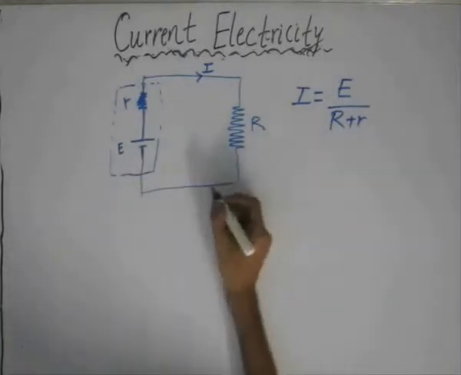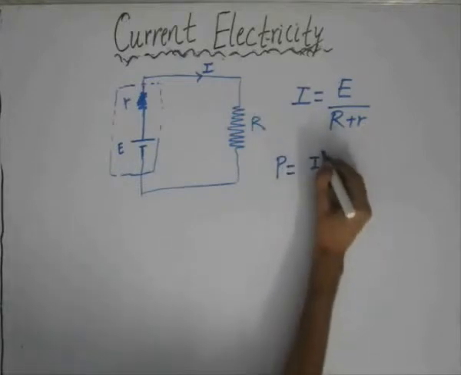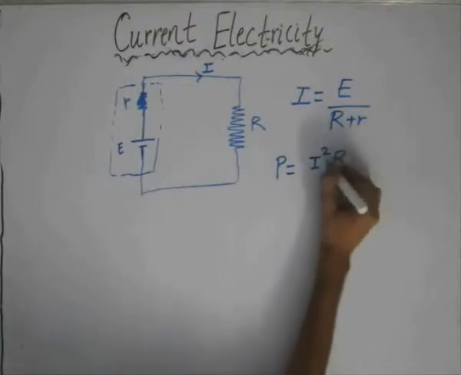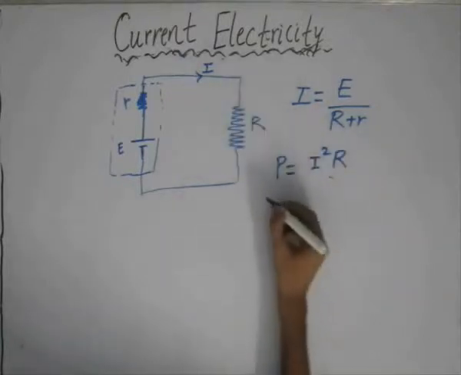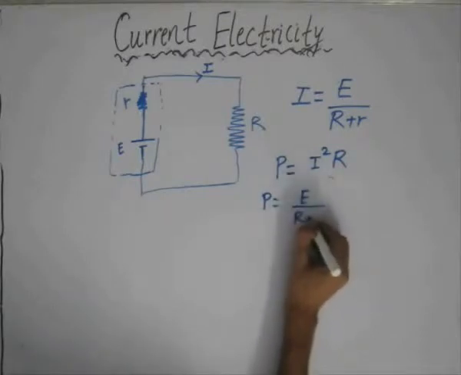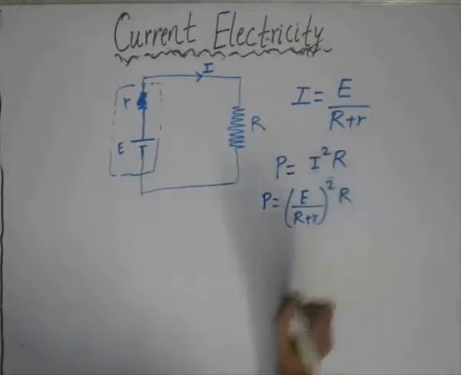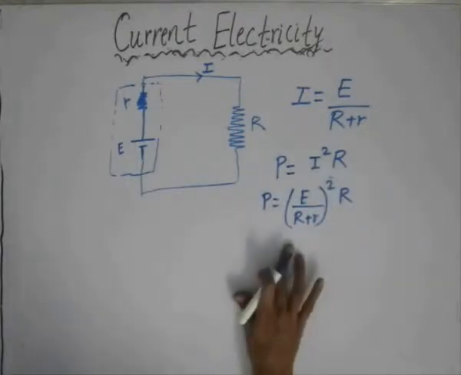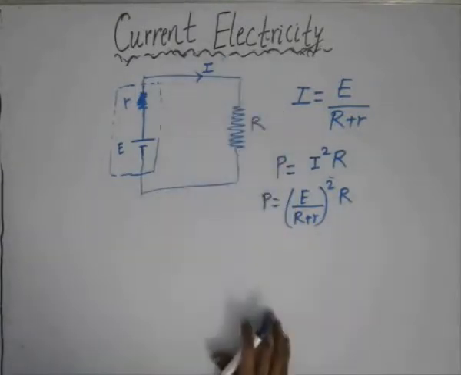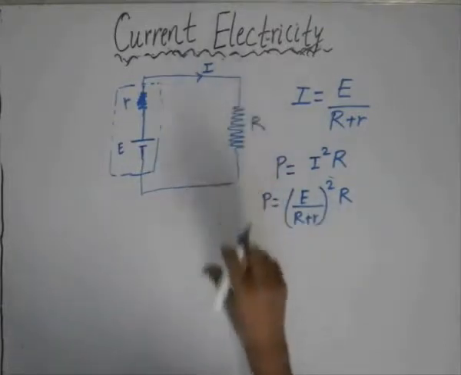If we substitute in the relationship for the power which we saw just earlier, P is equal to I squared times R. This will give us the power across the resistance R. So the power is E divided by R plus r, the whole squared, times R. This is the expression for the power delivered to the load resistance R. Now our aim is to maximize the power reaching the load resistance R.